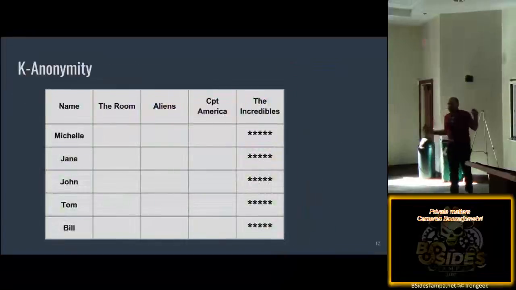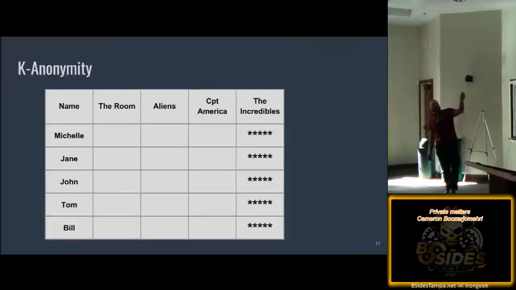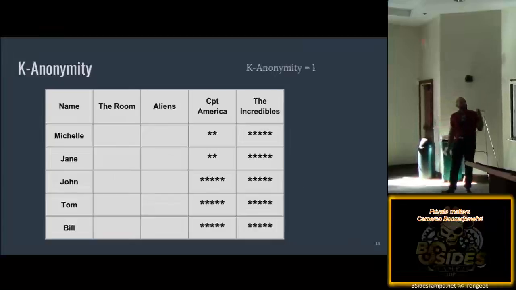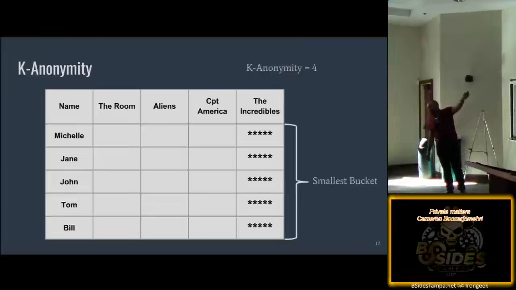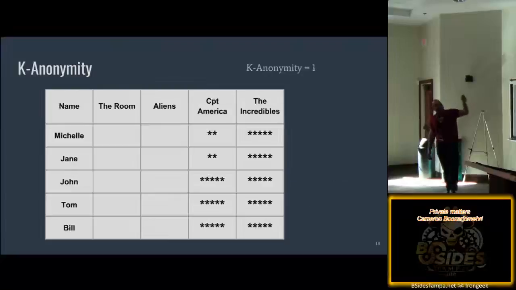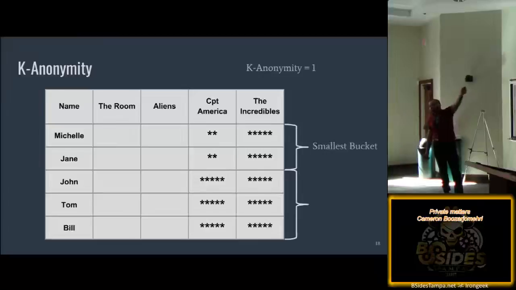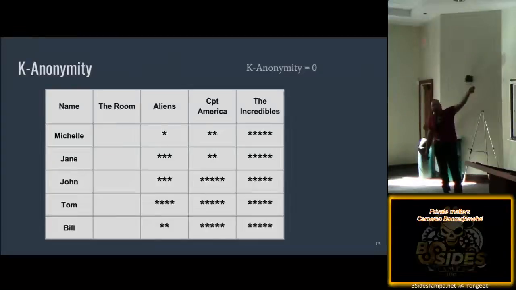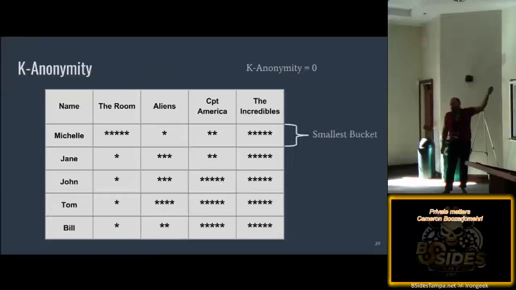So in the Netflix data set, this is a simplified example. A lot more went into it, but after they normalized for the fact that IMDb is a 10-point system, Netflix is a 5-star system, we were able to start going off the idea that, alright, let's assume that my target in the IMDb set liked The Incredibles with a 5-star rating. That doesn't tell me which of these 5 people it is. But I know that, so the anonymity of the set is 4. 5 minus 1. Now, if I add the ratings for Captain America, I know that they have a 2-star rating for Captain America. I know now it's either Michelle or Jane. Now my k-anonymity's gone down to 1. And now my target, I know they have Aliens, 1-star, so I know it's Michelle, anonymity is 0. And then when we add ratings for The Room, we know Michelle has terrible taste in movies.